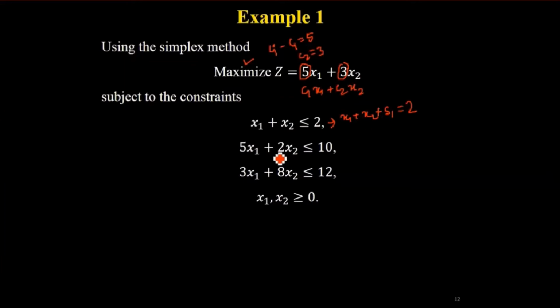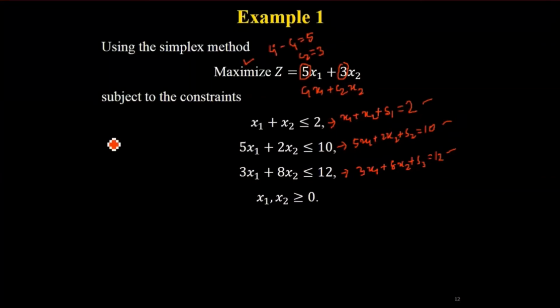Fine. Now for the second equation we also have a less than or equal to sign, so you can convert it into 5x1 + 2x2 + s2 = 10. Now the third equation is also less than or equal to, so you write 3x1 + 8x2 + s3 = 12. Here you can see the b values 2, 10, 12 are all positive, so no issue. But we can convert this in a different way.